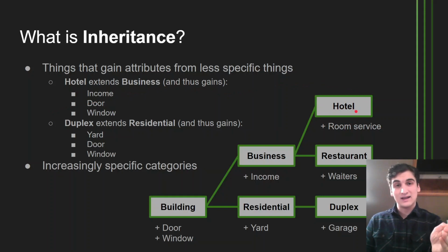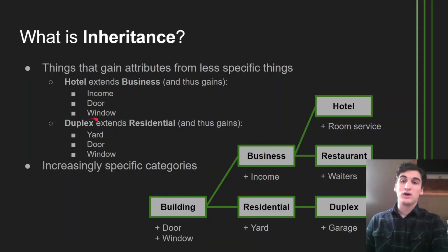Our hotel class, which has its own attribute of room service, is extending the business class, and therefore gains its attribute income. The business class is extending the building class, and therefore gains its attributes of door and window. So, by our hotel extending the business class, our hotel has access to all of those attributes of door, window, income, and its own room service.